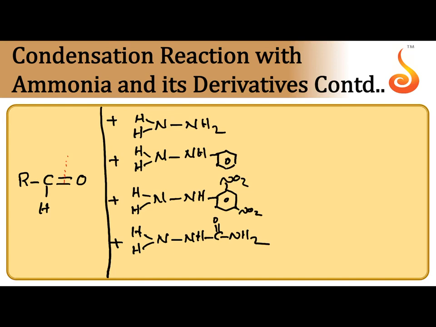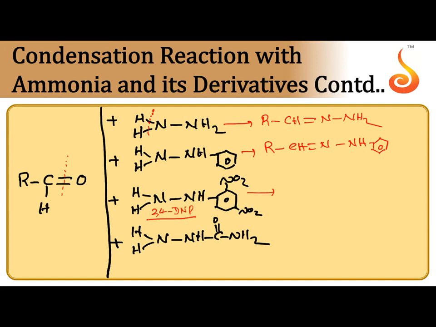Continuation. During the condensation reactions, if it is hydrazine, we can get aldehyde hydrazone. Hydrazine becomes hydrazone. Now with phenylhydrazine, we can get RCH=N-NHC6H5, aldehyde phenylhydrazone. With 2,4-dinitrophenylhydrazine, which is called 2,4-DNP, the same type of condensed product we can get.